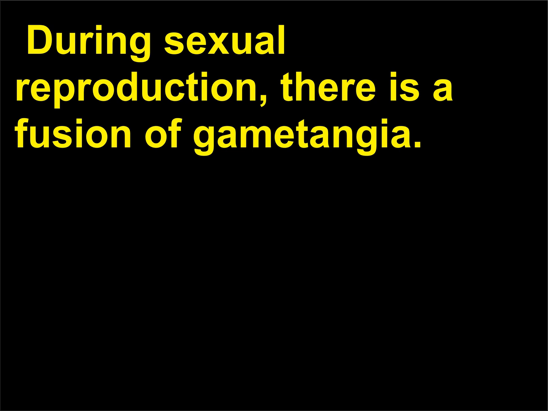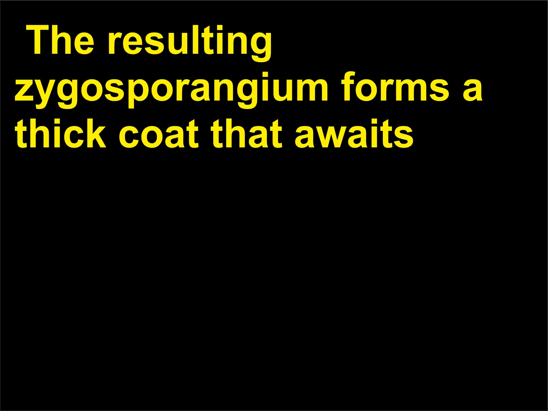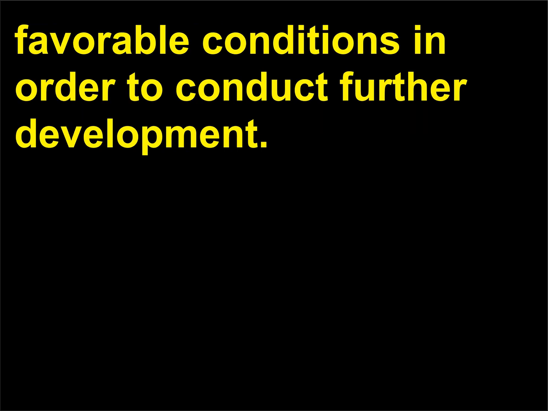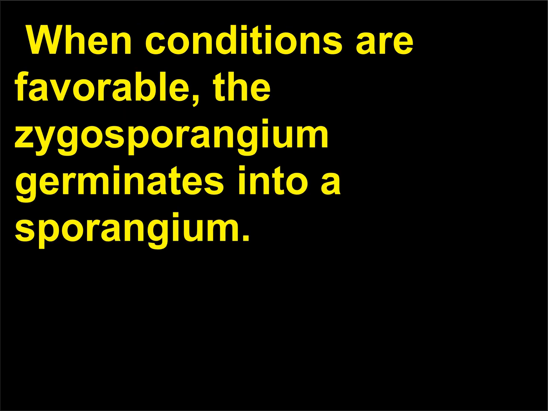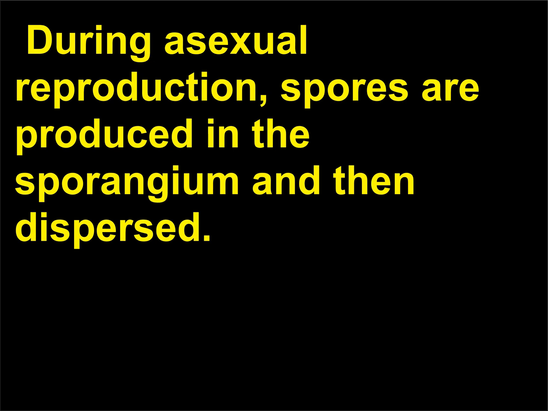During sexual reproduction, there is a fusion of gametangia. The resulting zygosporangium forms a thick coat that awaits favorable conditions in order to conduct further development. When conditions are favorable, the zygosporangium germinates into a sporangium. During asexual reproduction, spores are produced in the sporangium and then dispersed.